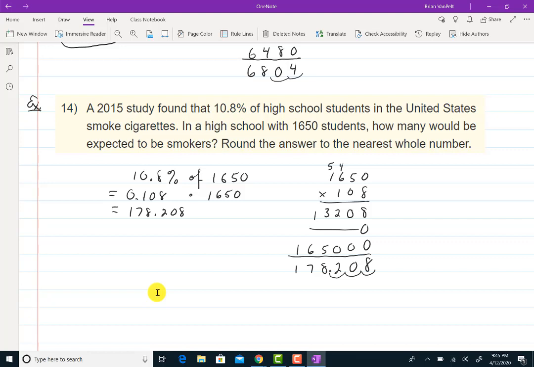Now, whenever you're working with a real life problem, you should look to see if your answer makes sense. We're talking about students here, so it's impossible to expect 0.208 of a student to do anything. In fact, if you look here, look at the last line, round it to the nearest whole number. So what we would use, if you look, the 8, and then if you look at that 2, that says to round down. It's a bad looking down, but hopefully you get the idea. I'll see if I can write it down a little better. So round that down to 178.